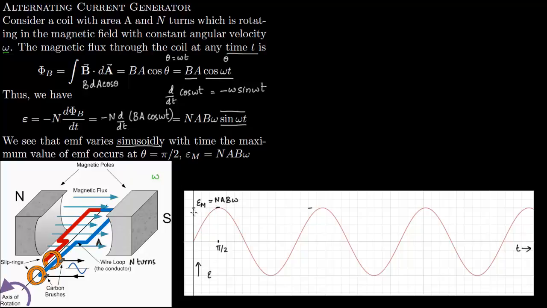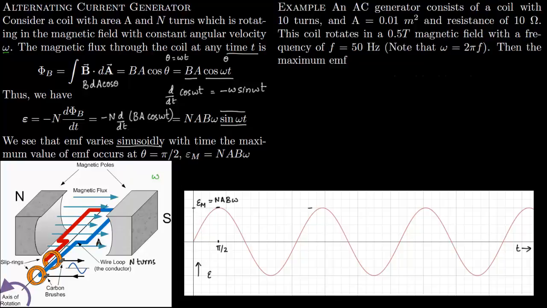Now we come to an example. So the example says that suppose there is an AC generator, and this AC generator consists of a coil with 10 turns. The area of the coil is 0.01 meter square and the resistance is 10 ohms. So this coil is rotating in a magnetic field of 0.5 Tesla and the frequency is 50 Hertz. So omega is equal to 2 pi f. So this you should know, the formula of how to obtain angular velocity from frequency in Hertz.